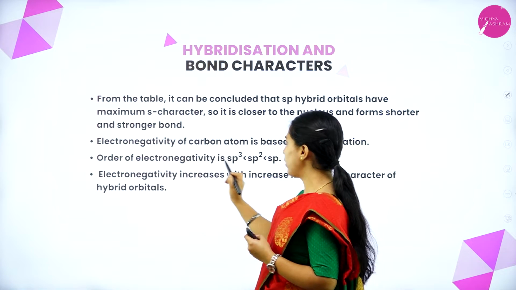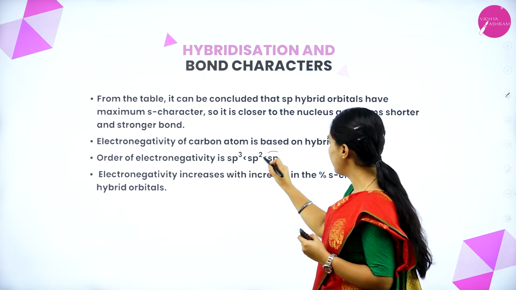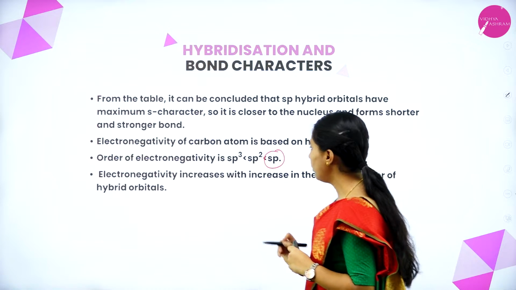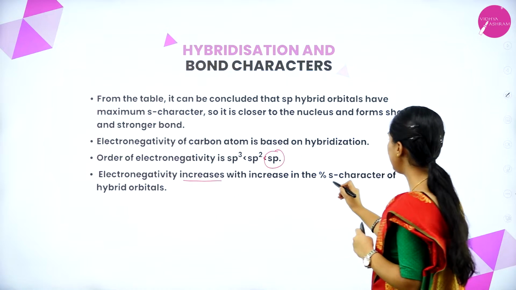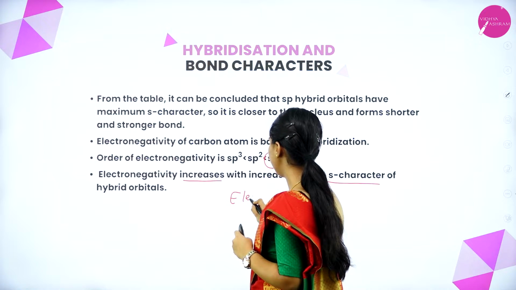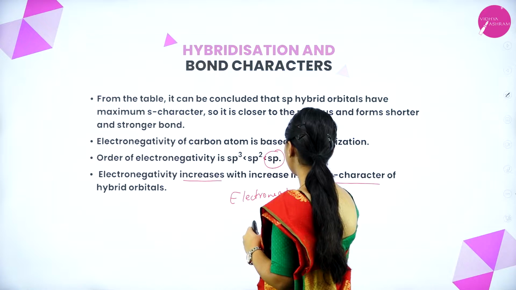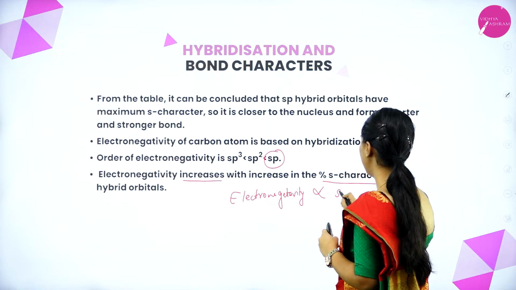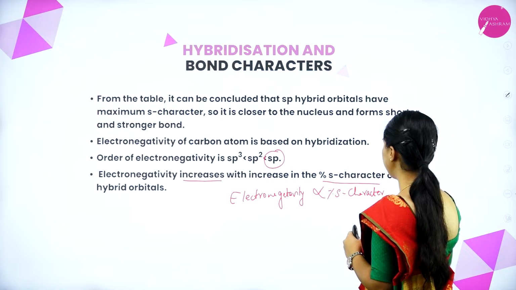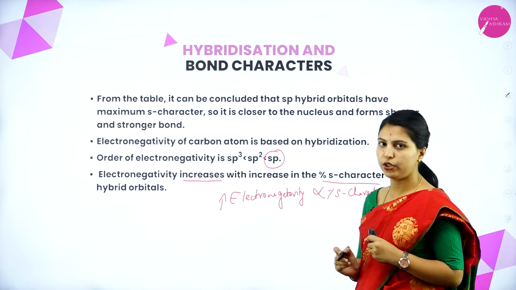See here, the order of electronegativity is sp most, then sp2, and sp3 is least. That's what we told. This is near to the nucleus, that's why electronegativity is more, and this is less. Electronegativity increases with increase in the percentage of s character of hybrid orbitals. What we will tell? Electronegativity is directly proportional to percentage of s character. When s character increases, obviously electronegativity increases. This is directly proportional to one another.